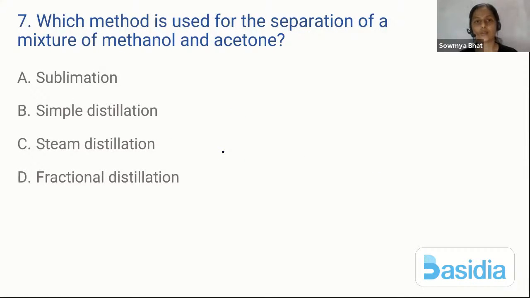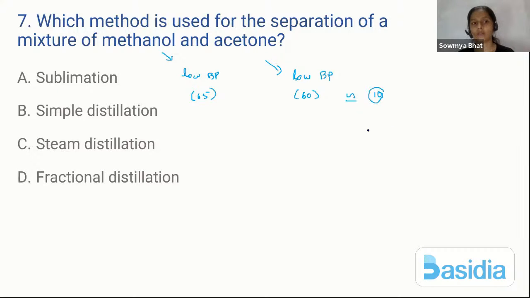Which method is used for the separation of a mixture of methanol and acetone? So we know that acetone is a substance which is used in nail polish remover. When you keep it open, it evaporates, so acetone has a low boiling point. Methanol also has a low boiling point. Now, if you consider the boiling points, one is around 60 and the other is around 65. The boiling point difference is roughly 8 or 10, at maximum up to 10.